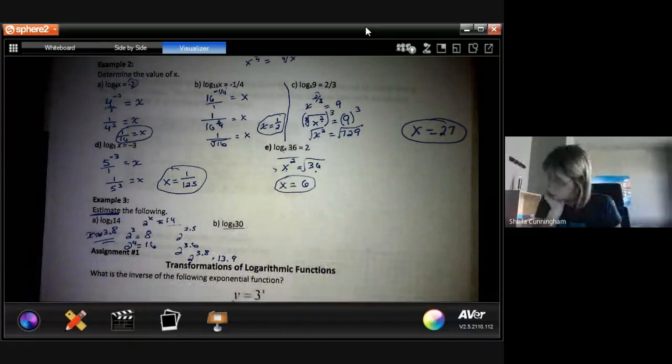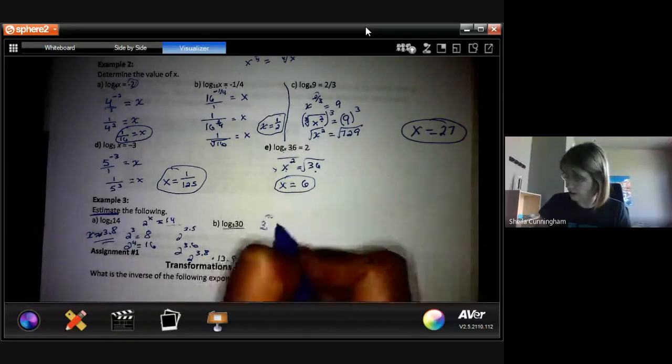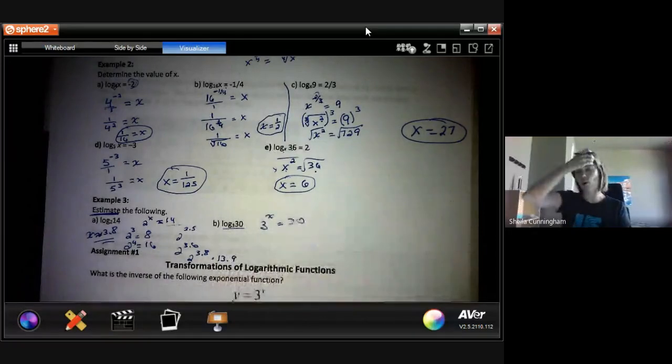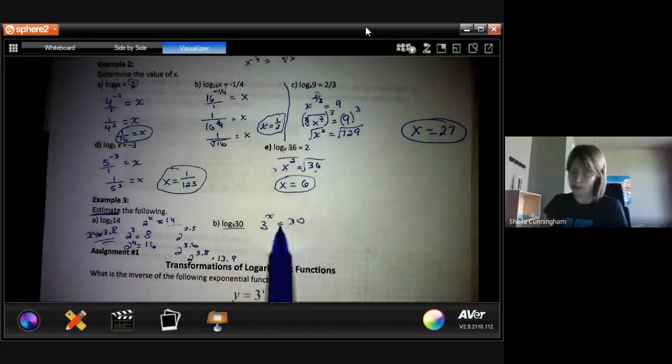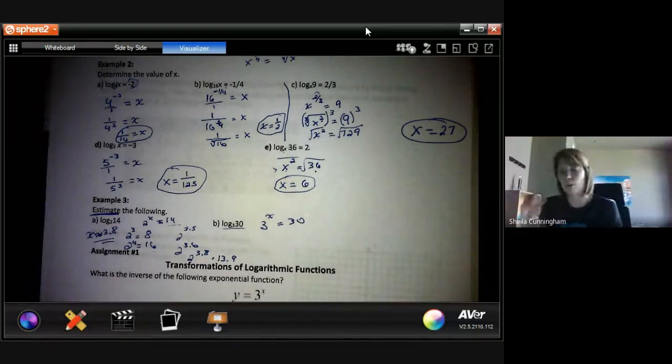Okay, so if we look at the next one and we say log 3 of 30, same thing. This is really saying 3 to the power of something has got to equal 30. But we want to know what that approximation is or what that estimate is. So again, let's think of something just below it, think of something just above it, and then that's going to give us some guidance in trying to get us in the right ballpark at least.